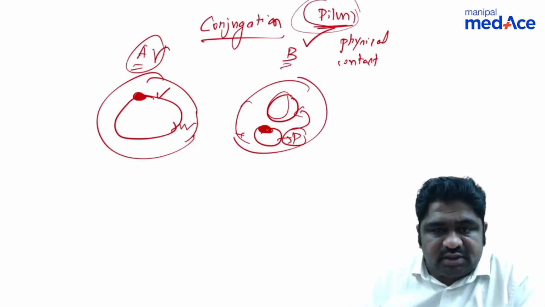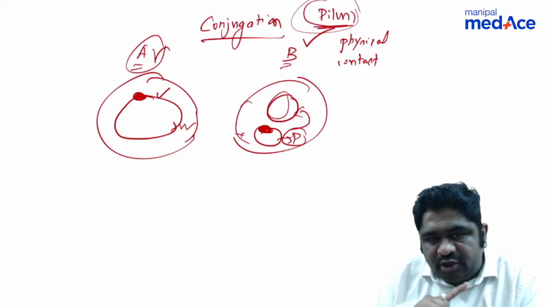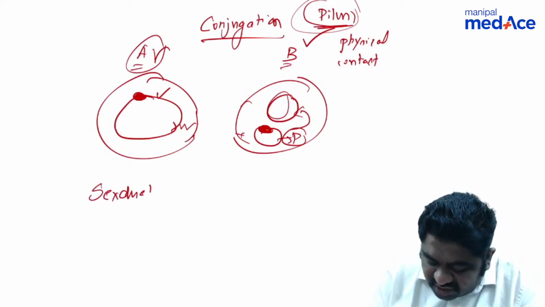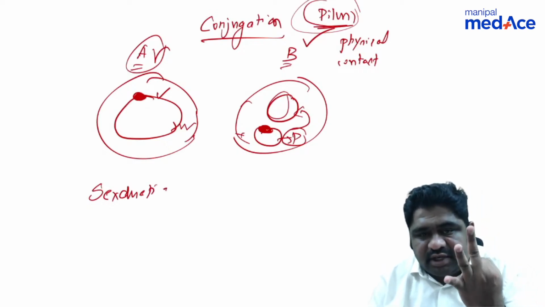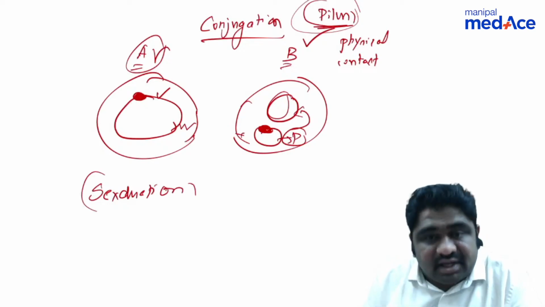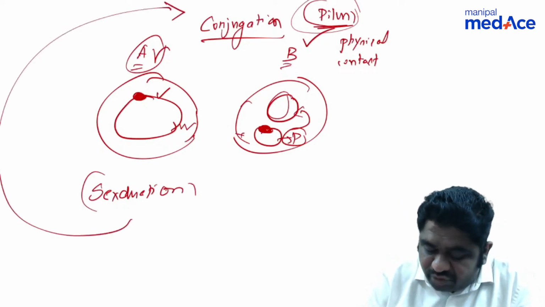Now comes another question. If conjugation is capable of using a pilus to send the drug resistance information or toxin information, then what is sexduction? Sexduction belongs to one of the three: transduction, conjugation, transformation. Sexduction sounds like transduction, but it is not related to transduction. Sexduction is a variant of conjugation.